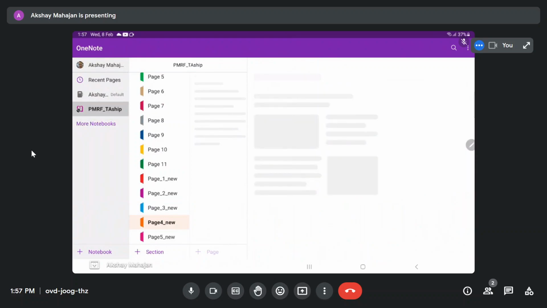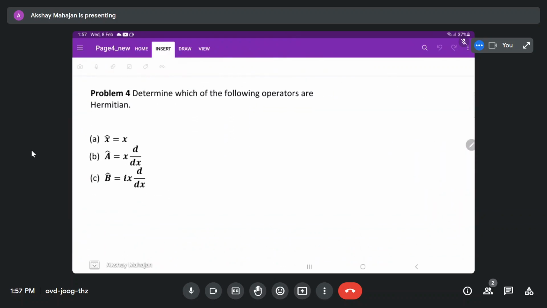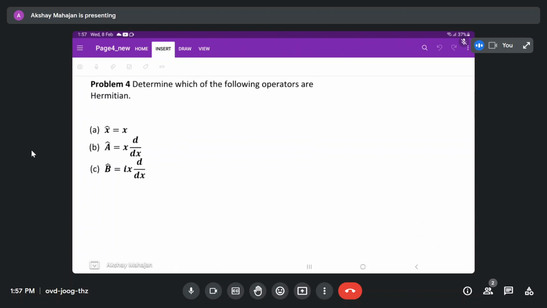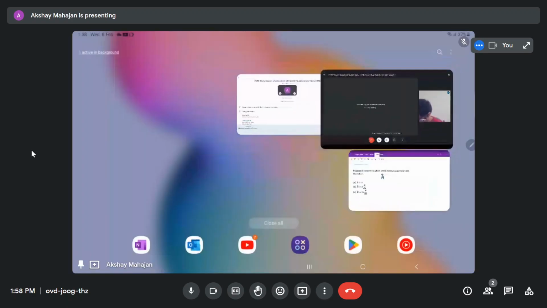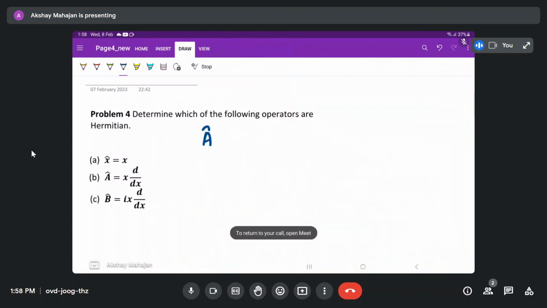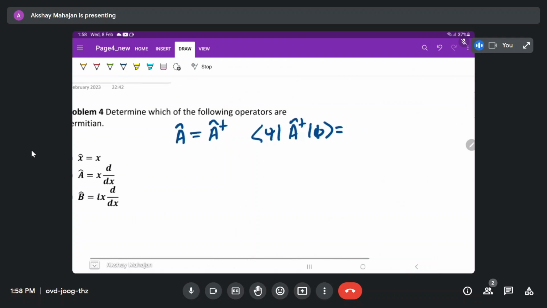Now we go to problem number 4. Here we have to determine which of these operators are Hermitian. To determine the Hermiticity of an operator, we know that if our operator A cap is Hermitian, then A cap will be equal to A cap adjoint. So from here we have psi A cap adjoint phi, and as we have learned, this can be written as phi A cap psi star.